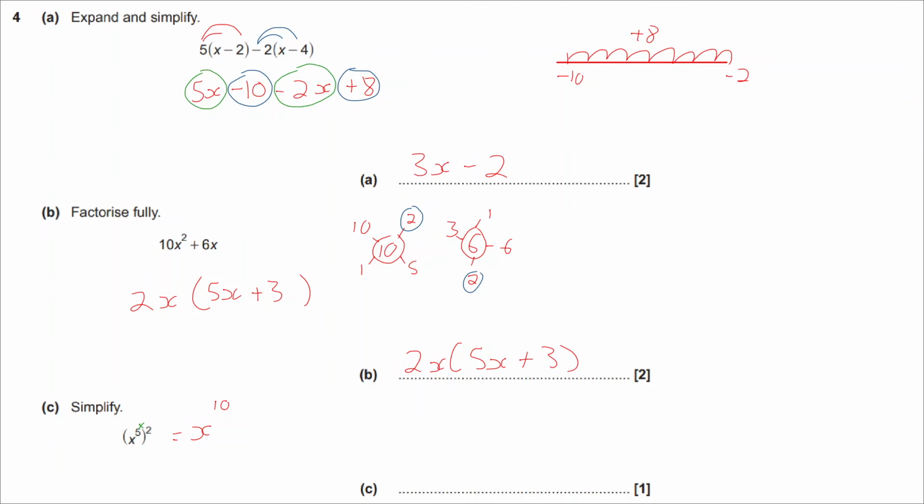If you wanted to look at it in a more detailed way, you could think to yourself that, well, you've got x to the 5 and you're timesing it by itself, because that's what squaring a number means. If you're squaring something, you're timesing it by itself twice. And we know also, another law of indices, if you're timesing with the same base, you just add the powers. 5 and 5 gives you 10. So again, you just get x to the power of 10.